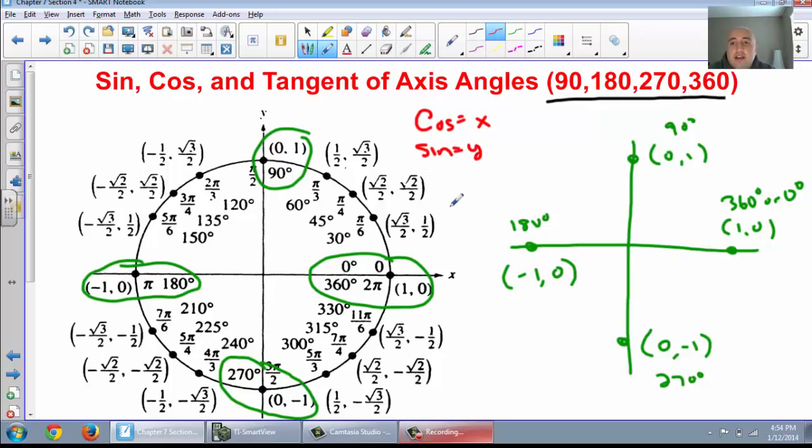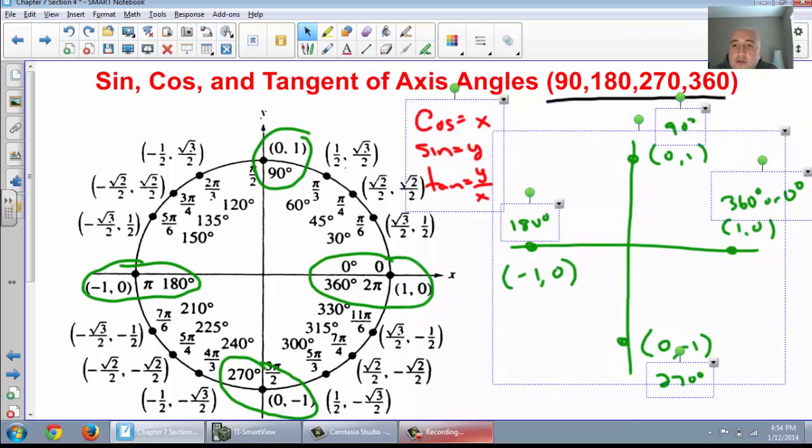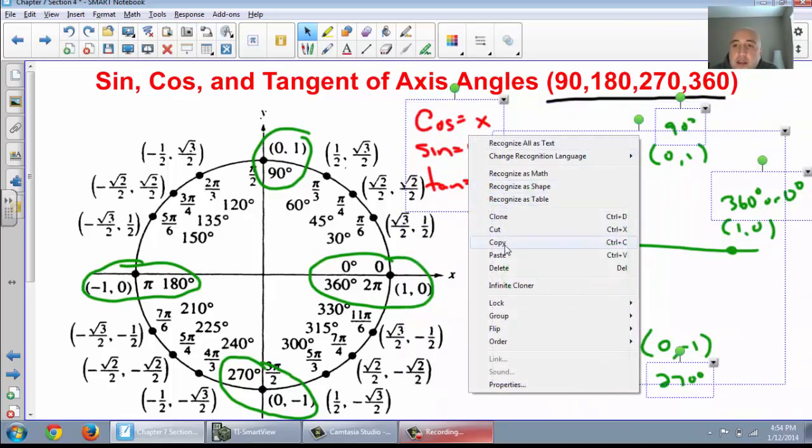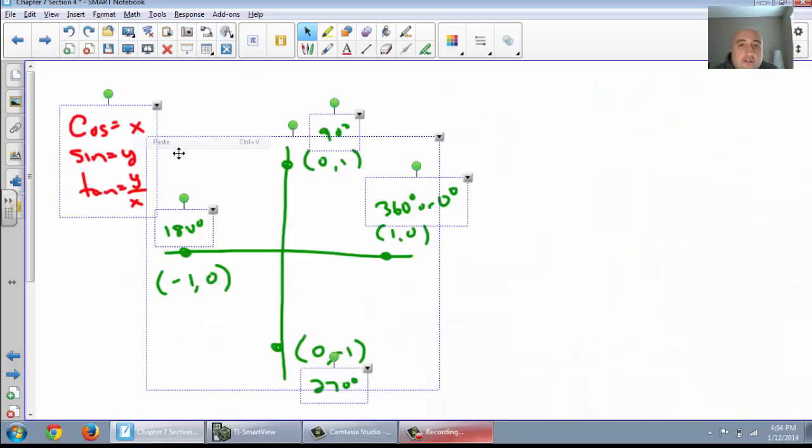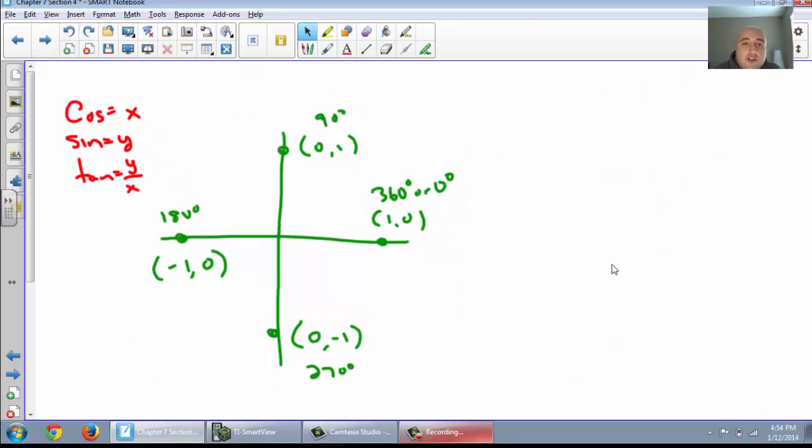And then the last thing you need to remember is that cosine is always x, sine is always y, and tangent from the last section is y divided by x. Okay, so I'm actually going to copy this down on the next page. And we're going to look at this a little bit further. Okay, so this is a chart that you should have memorized or you should have written down.